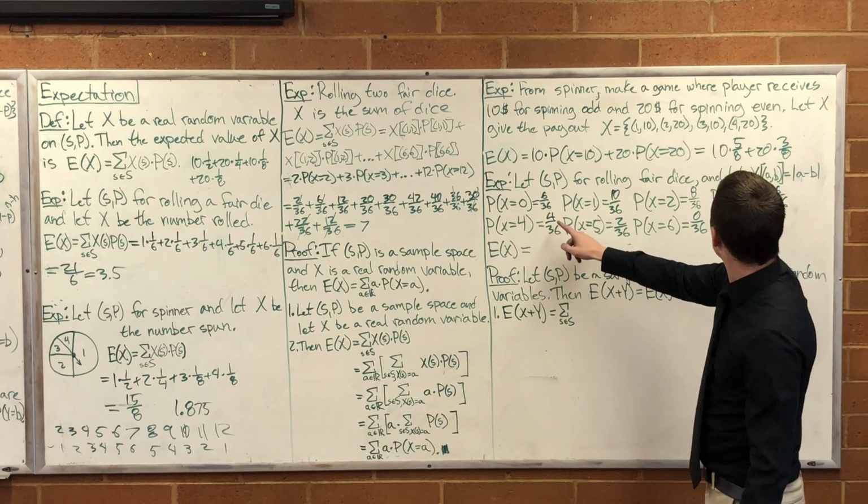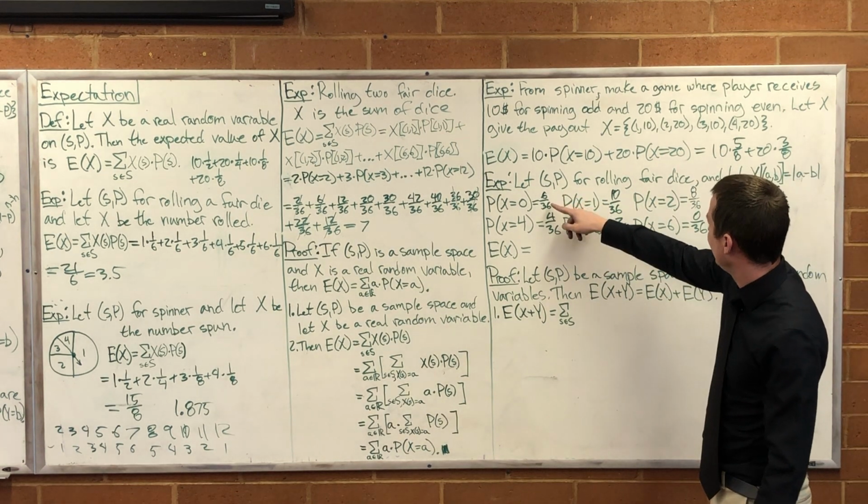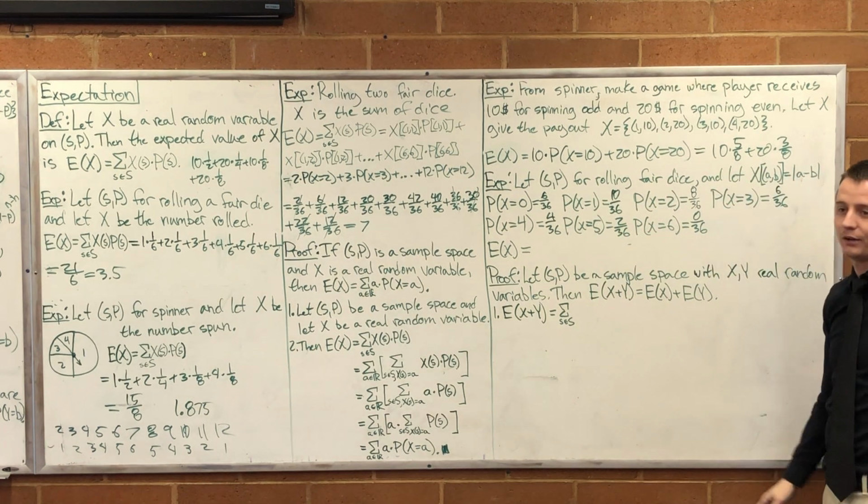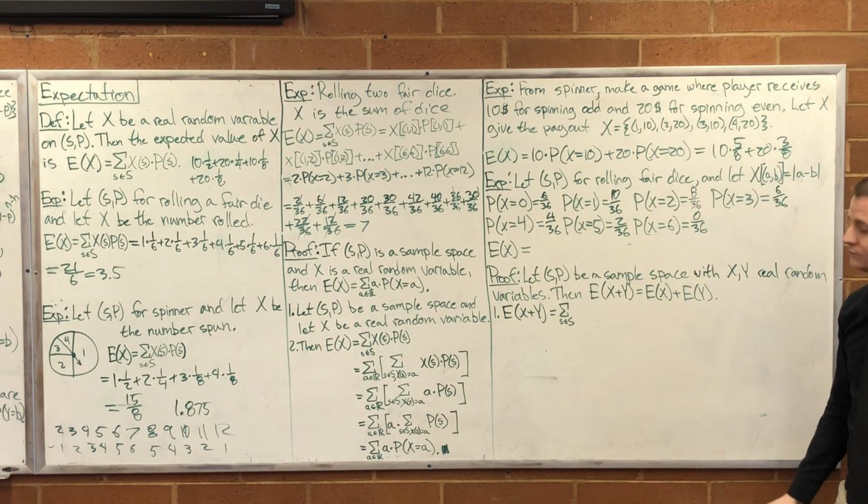Alright, take a block. Let's make sure that we didn't make a mistake though. Better add up to 1. So we got 10, 20, 36. Okay, we're good. So now the expected value of x.